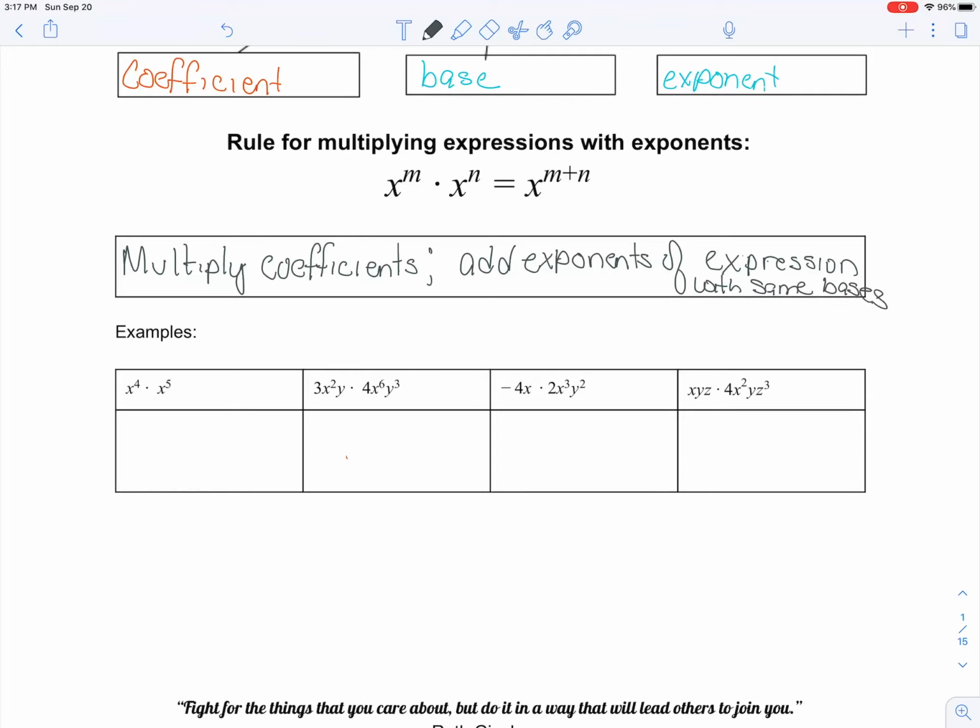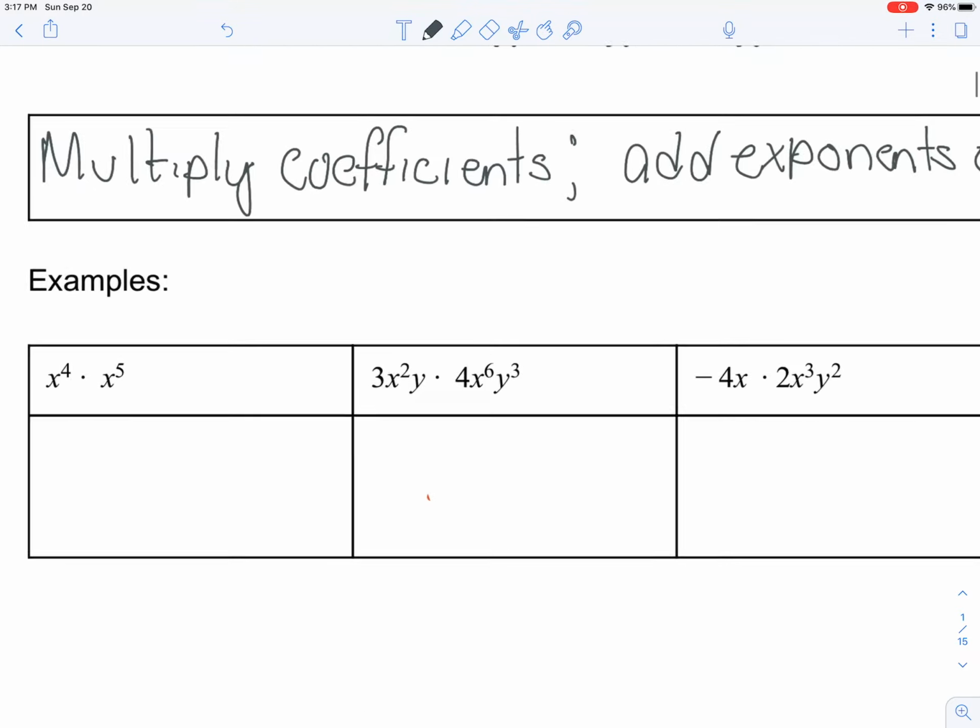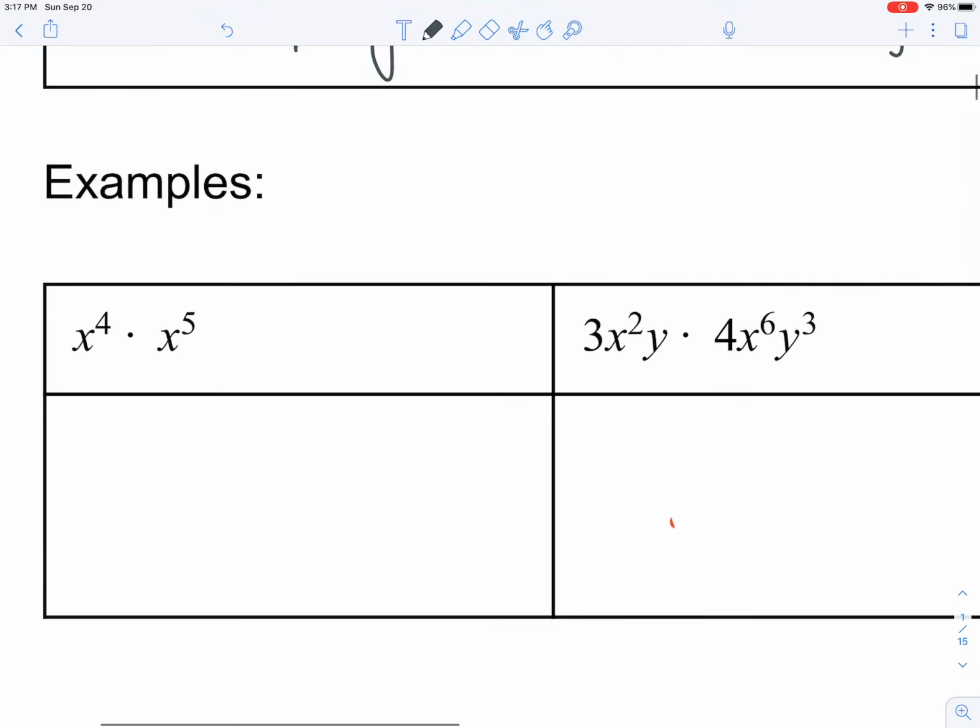Okay? So if they're both x's, then we're going to add all the exponents of the x's, all the exponents of the y's, and so on and so forth. So in this first example, our coefficients are 1. So we multiply those to get 1. Our bases are x, and our exponents are 4 and 5. So we're going to add the 4 and 5 together to get 9.